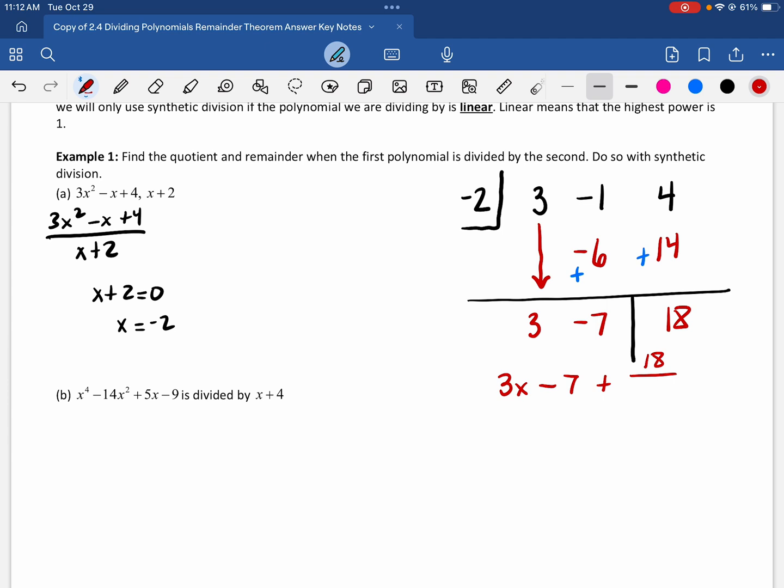And then you're going to put your remainder over what we divided by, which was x plus 2. So this is our completed answer: 3x minus 7 plus 18 over x plus 2.